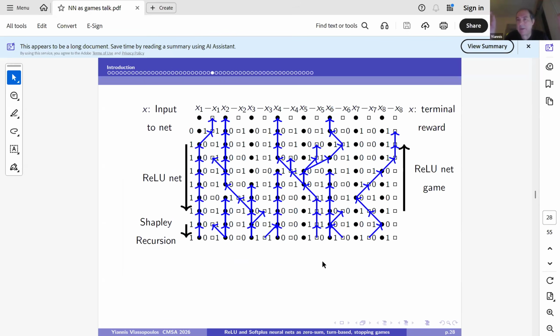We can take A1 up to A8 for the max guy. We can take B1 up to B8 for the min guy. And this is still a perfectly well-defined game. So the game is more general. It's doubling the number of states. It's more general, and it agrees with the ReLU net precisely when the AB inputs at the end, the terminal rewards, become x and minus x.